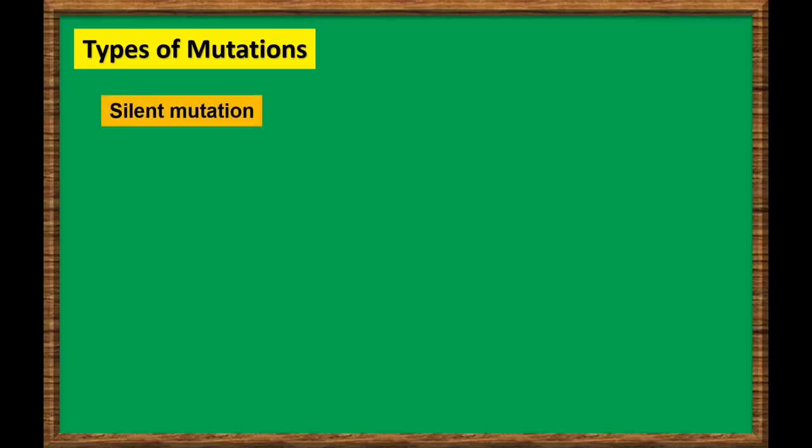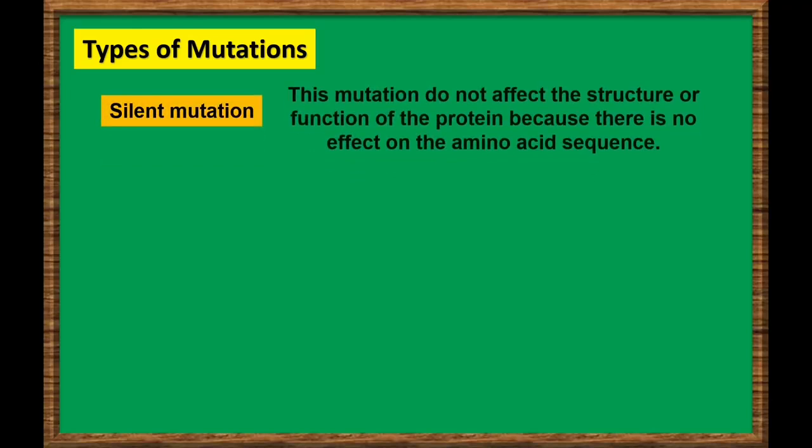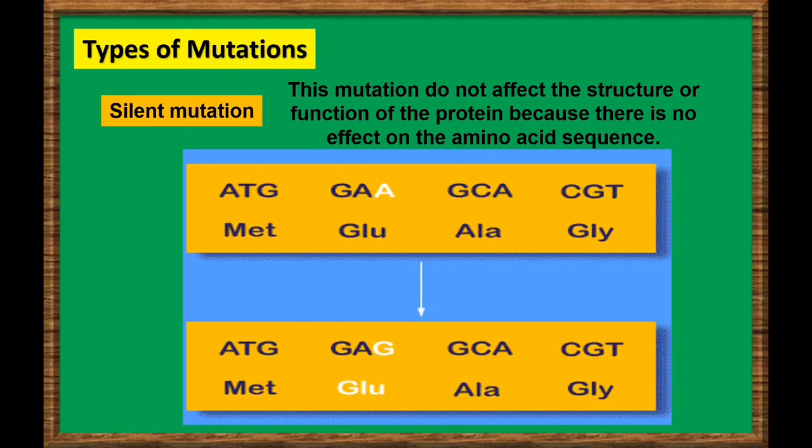Some mutations that change DNA bases do not have any effect on the sequence of amino acids in the protein. These mutations are called silent mutations, and they do not affect the structure or function of the protein because there is no effect on the amino acid sequence. For example, the nucleotide adenine was replaced by guanine. But still, the amino acid is glutamic acid.